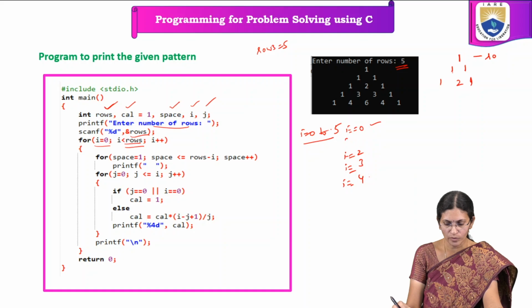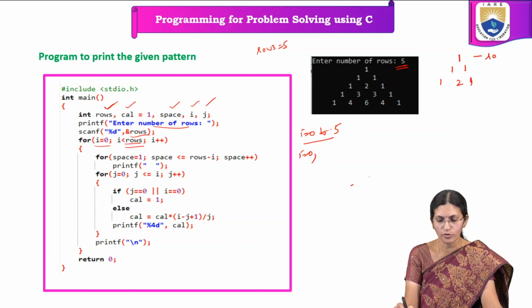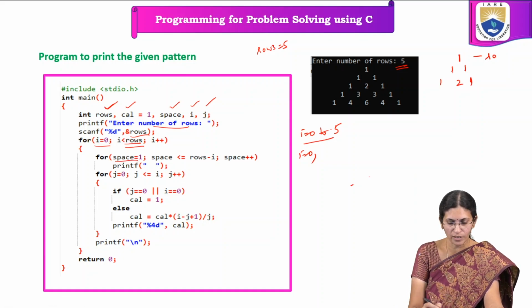Now let us see how the inner for loop will be executing. When I is equal to 0, as you can see here, we need to print the spaces as well as the numbers. In order to print the spaces, we have used the variable space.